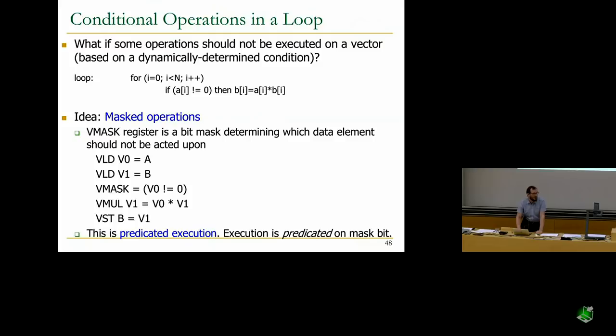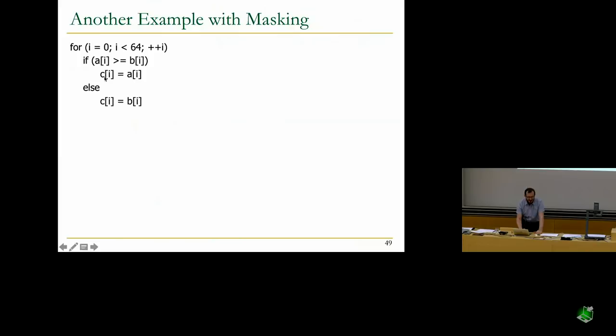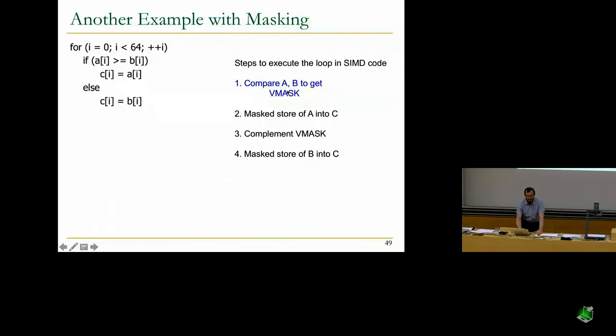Okay, let's take a look at another example of masking. This is if and else, as you can see. If AI is greater than BI, then you set CI to be AI, otherwise you set CI to be BI. So how do you do this? You compare A and B to get the V mask, and you do a mask store of A into C, because if the condition holds, only those elements will be stored. Now for the remaining elements, you should do the store from B into C, so you complement the V mask. So your vector mask is complemented, and you do a mask store of B into C.